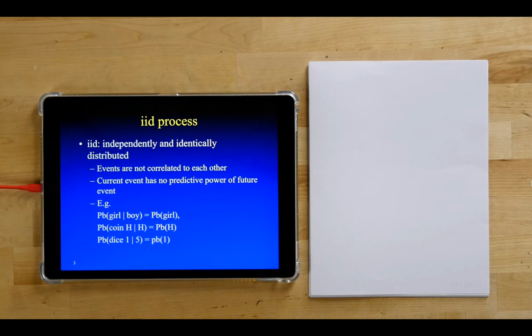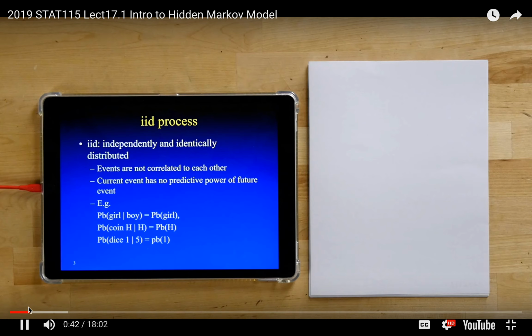IID are independently and identically distributed events. So these are events not correlated with each other.